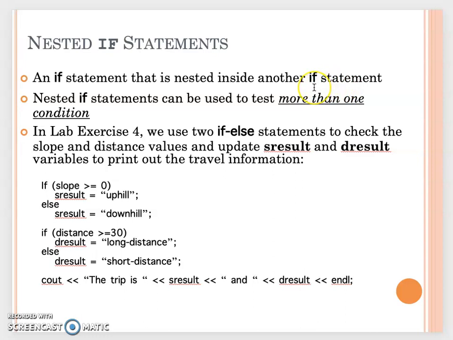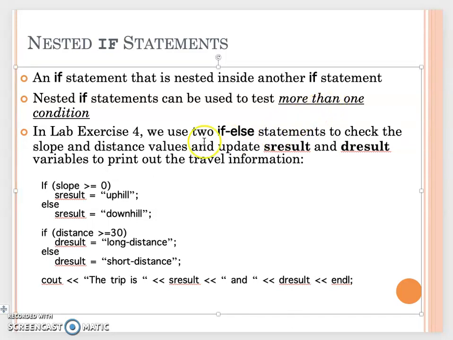Sometimes we have two logic conditions that are connected to each other. We need to check one if statement first. If this one is true, then we can continue to do more processing. So the nested if statement can be used to test more than one condition. Each condition has a connection with the other. I need the first condition to be true, then I can proceed to another condition.